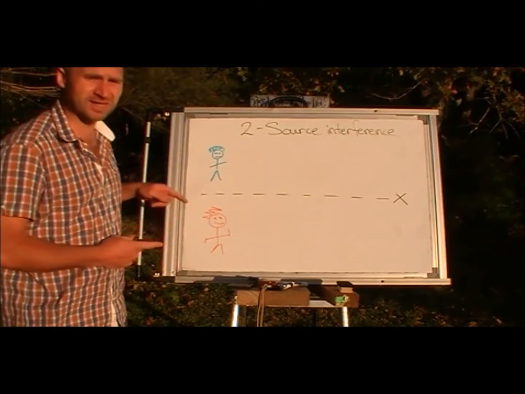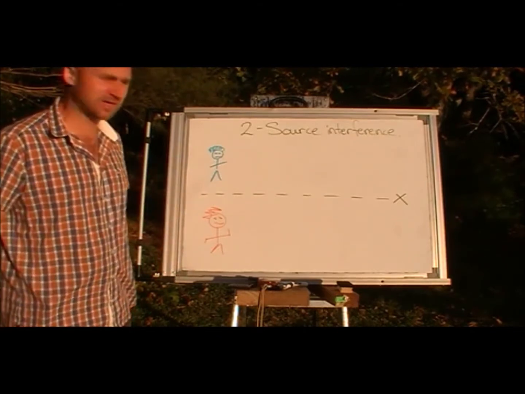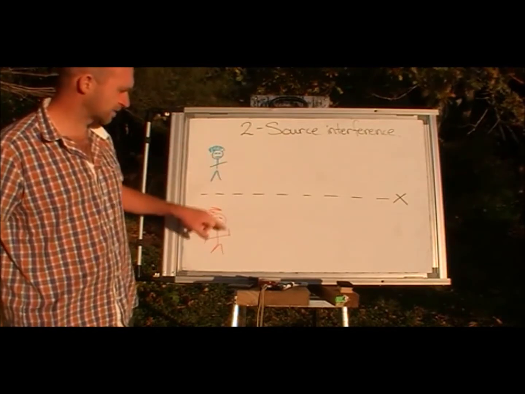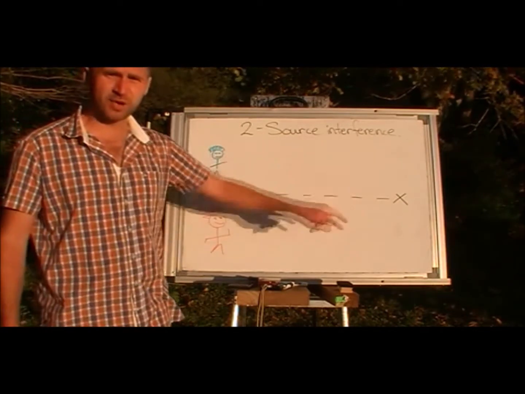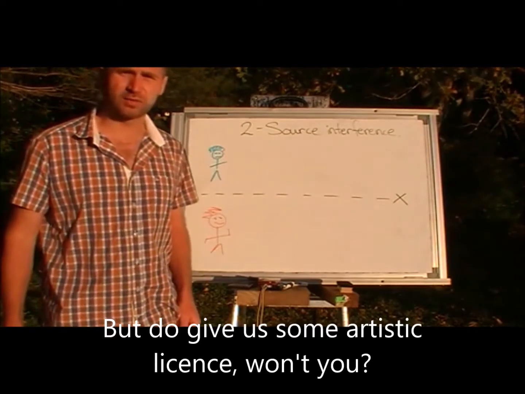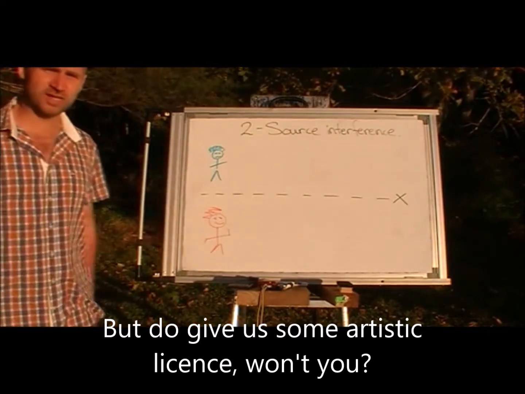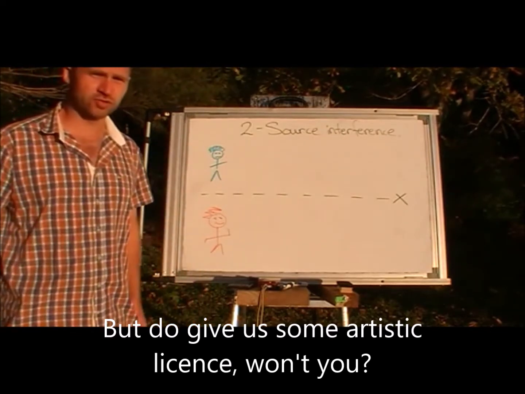They're going to arrive at exactly the same time, and therefore if their arms line up here, they're going to line up over there as well. They're going to arrive in phase, crest to crest, trough to trough.